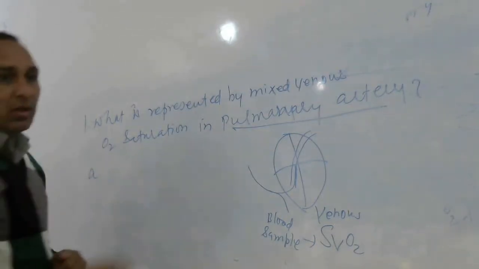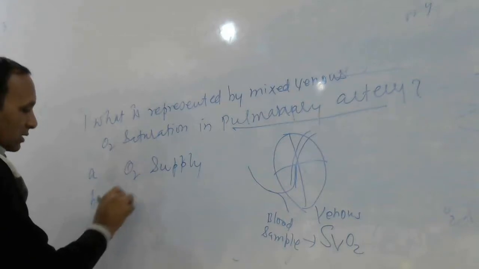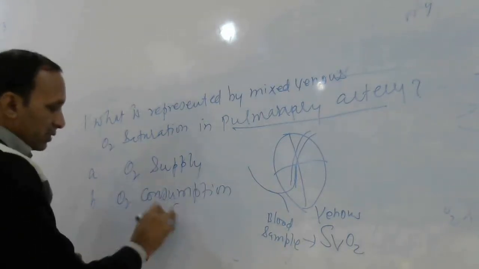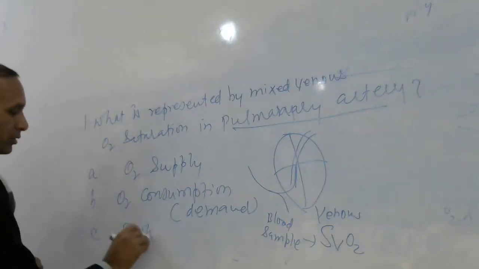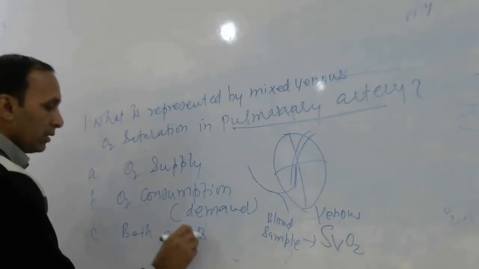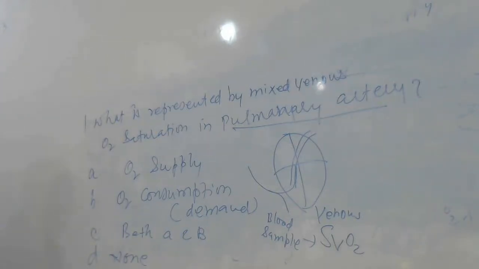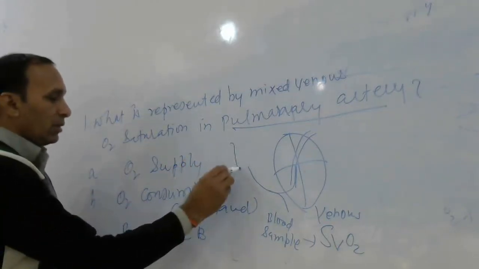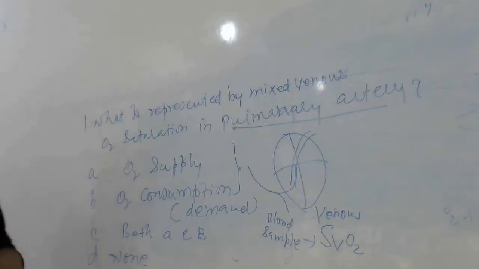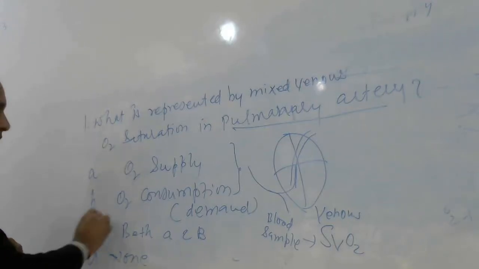So A option, oxygen supply. B option, oxygen consumption. Oxygen consumption means oxygen demand. C option, both A and B, and D option, none. So students, by using the SpO2 we can identify oxygen supply and also the oxygen consumption or the demand. So the correct answer will be both A and B. So the option C is correct.